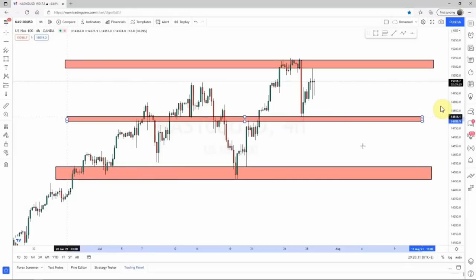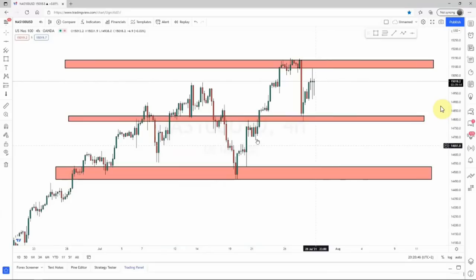Now, we can obviously see what happened here. We can see that price pushed away every time it got to the zone. Can you see that? Yes, sir. We can all see that, right? We can see that price pushed away every time it came to this demand zone. This demand zone saw price push away.